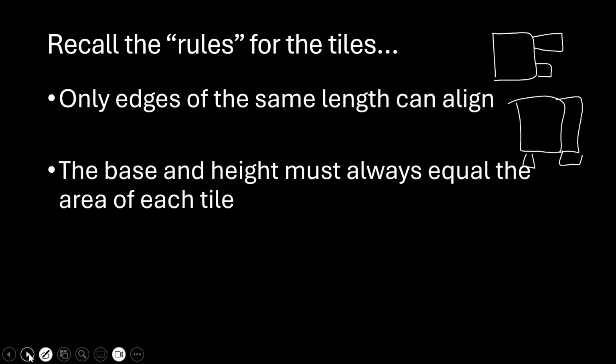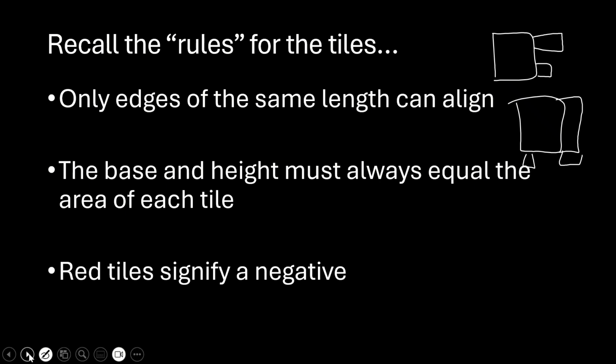The base and the height must always equal the area of each tile, and that includes if you're dealing with the negative tiles. So I'll bring that up also in a moment or two. Every part of it, the base and the height should give you the area. And the red tiles signify a negative. When you're working with the tiles, make sure that you don't flip them over to the red side unless you are trying to model something negative. So those are some of the rules for the tiles.